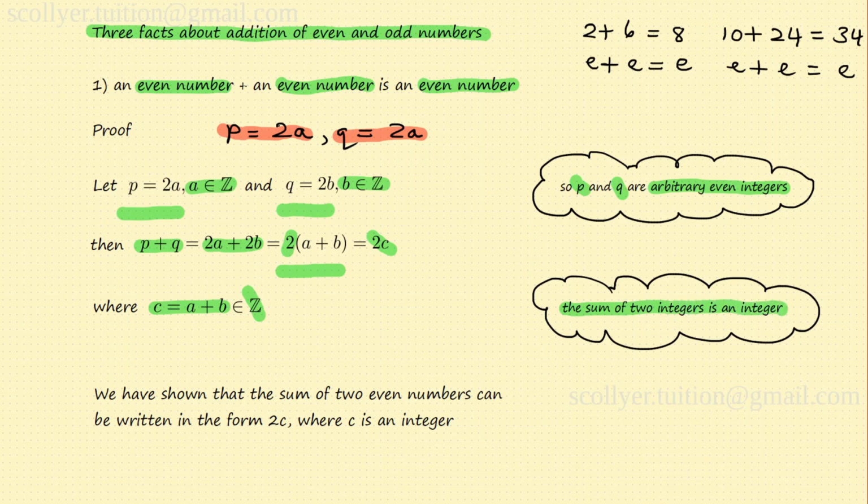And so we have shown that the sum of two even integers can be written in the form 2 times c, where c is an integer, i.e. we have shown that the sum of an even integer plus an even integer is an even integer, as required.